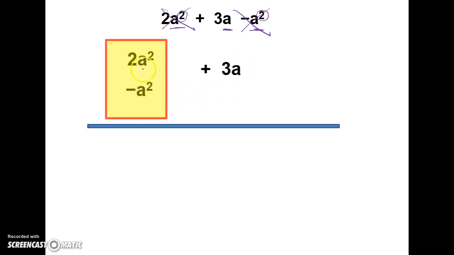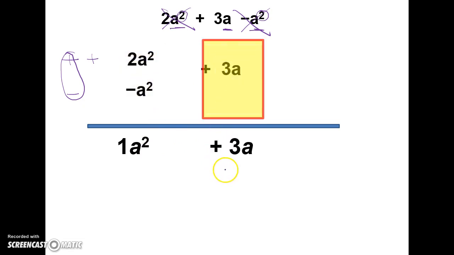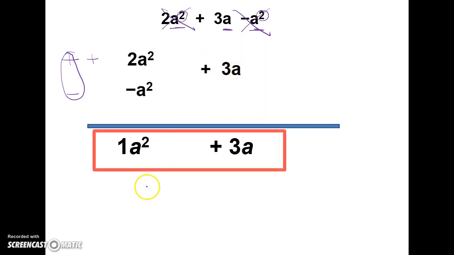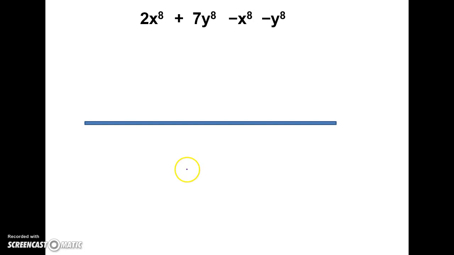Does that mean the a squareds go away? No. I have two positives and one negative. Those zero out. How many a squareds do I have left over? 1a squared. Good. Nothing to group here, so just plus 3. And you can also write it as a squared plus 3a, either one. Either one is fine. The one could be there, the one cannot. It's totally fine. Try another one.